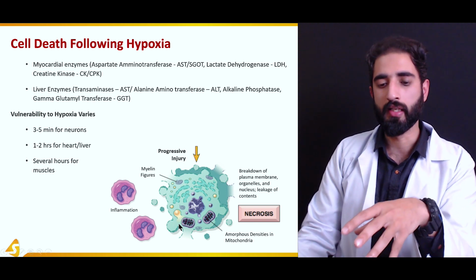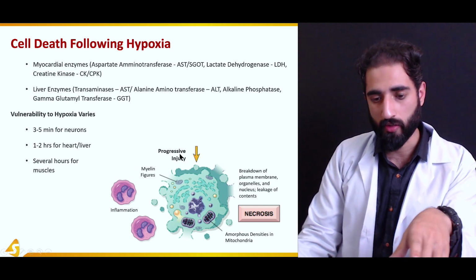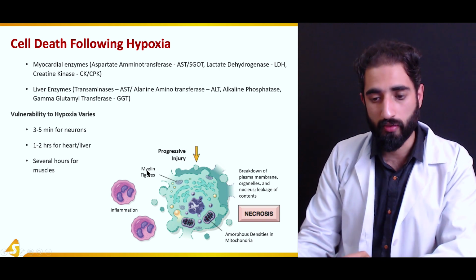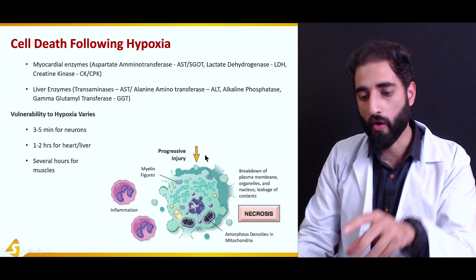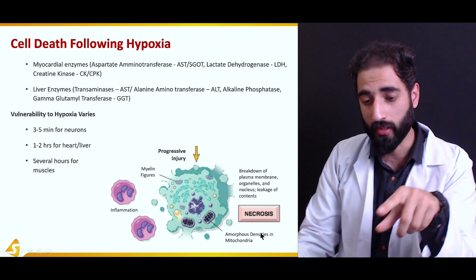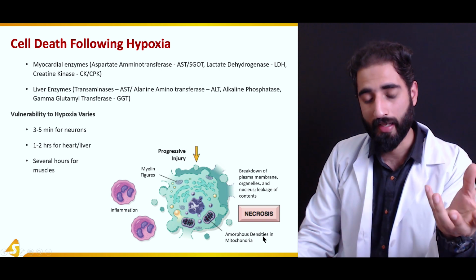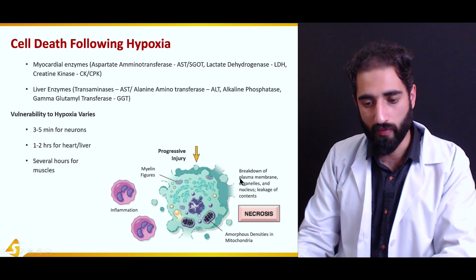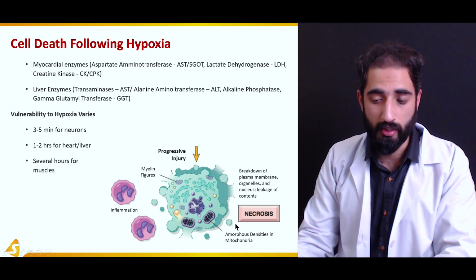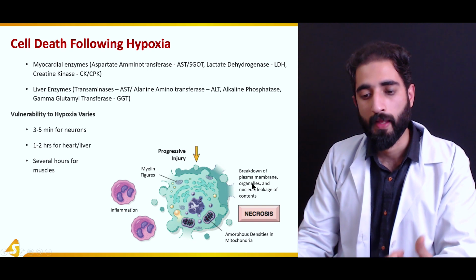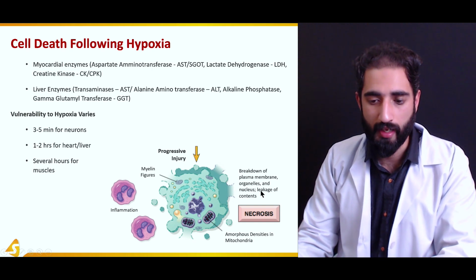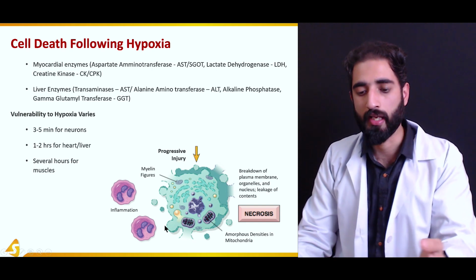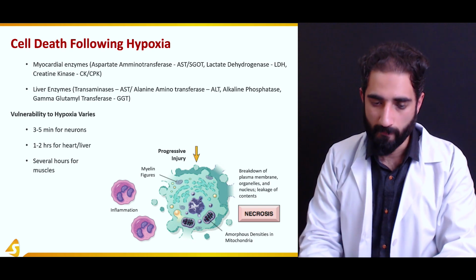So here we can see the progressive injury, the irreversible things that are actually occurring. You can see these myelin figures from the late stage of hypoxia, and then there are amorphous densities because of the calcification in the mitochondria, and it becomes damaged, and then breakdown of plasma membrane. You can see the integrity of the cell is not anymore present, and breakdown of organelles and nuclei and leakage of the contents outside, and then the WBCs come and they engulf the necrotic material.